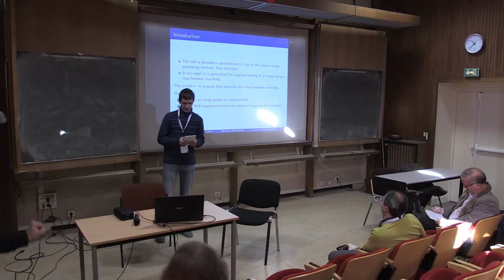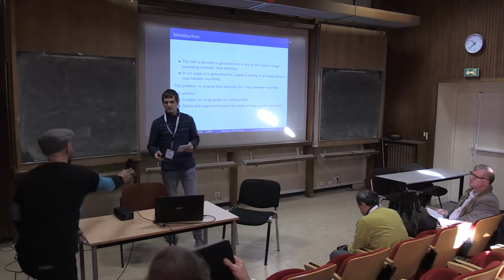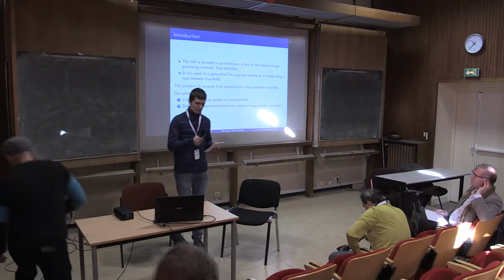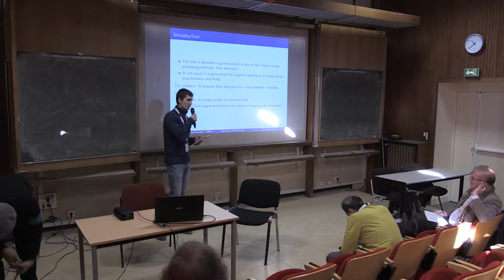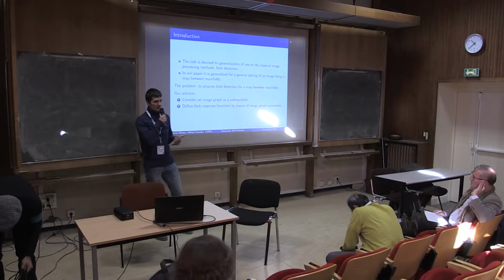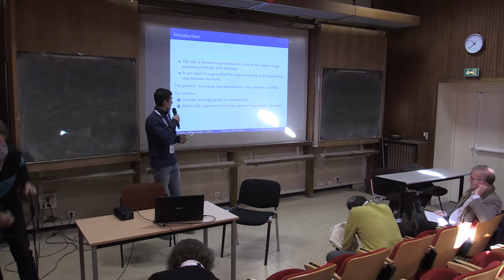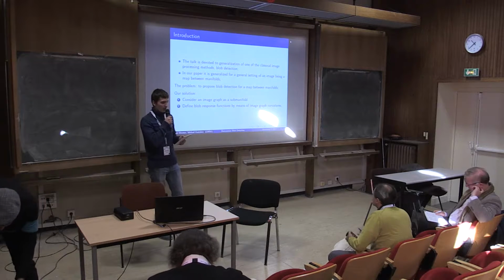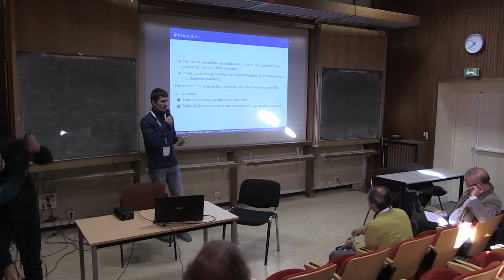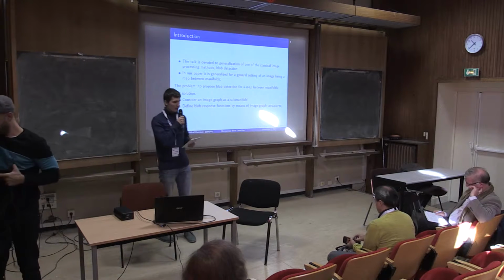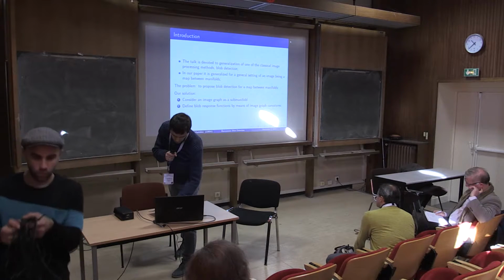The main points of our solution are the following. The first is to consider an image graph as a submanifold. The second is to define blob response functions by means of image graph curvatures. So let's go into more detail.